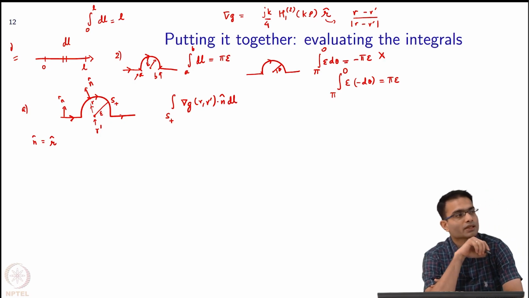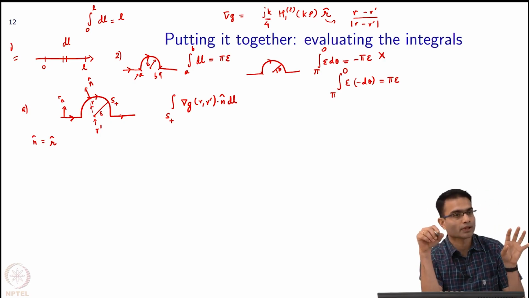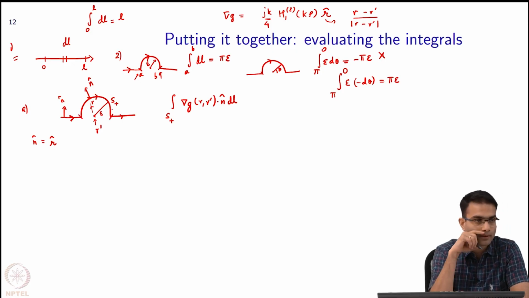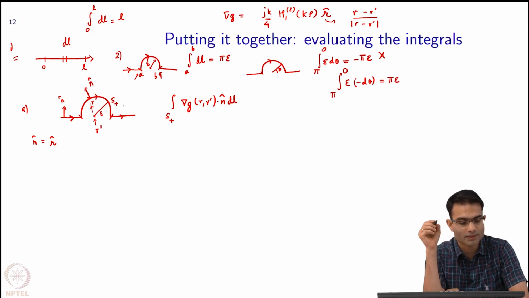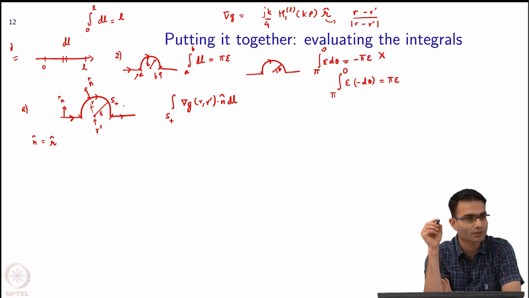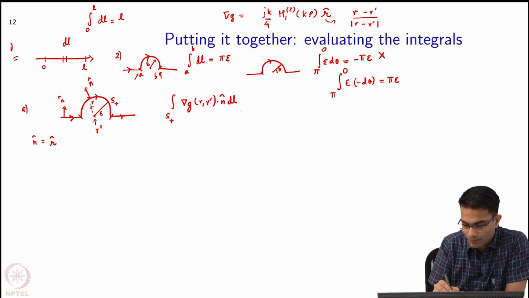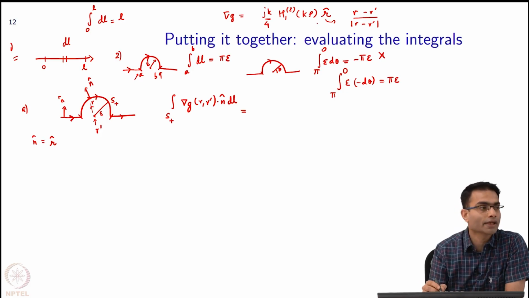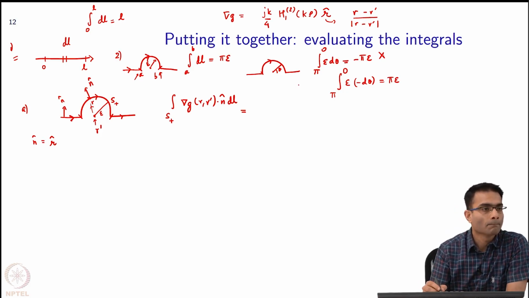So, what I am evaluating is only the residue part, not the principal value. The principal value ends over here and starts over here, right. So, only the S plus integral is what I am calculating. So, n hat is equal to r hat, right. So, when I put everything together, the direction of grad g and n hat, what should I get? Direction of grad g is r hat, normal is also r hat, I get a 1, right.